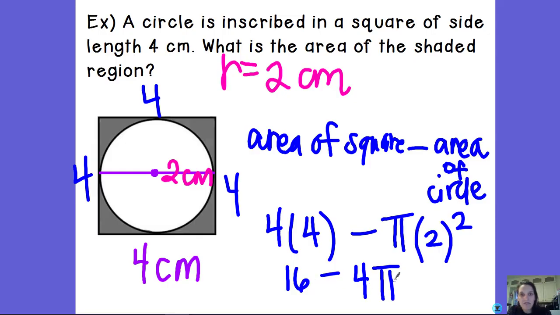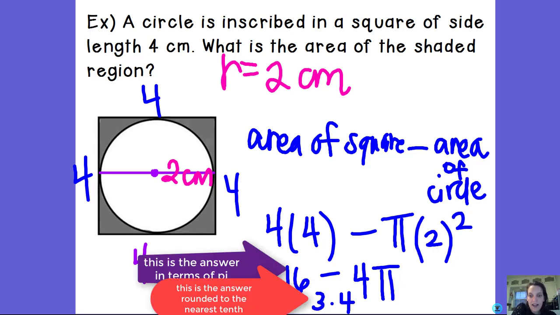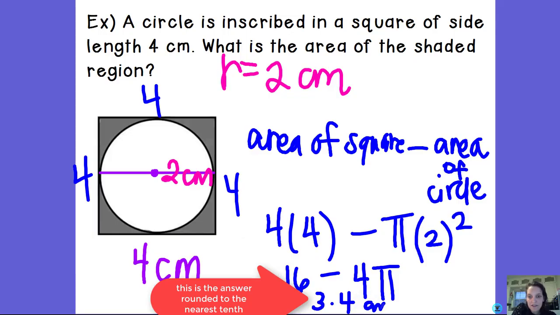But if I had said round your answer to the nearest tenth, I'd just type that in my calculator. 16 minus 4 pi is 3.4333. So rounded to the nearest tenth is 3.4. And since this is area, it's centimeters squared.